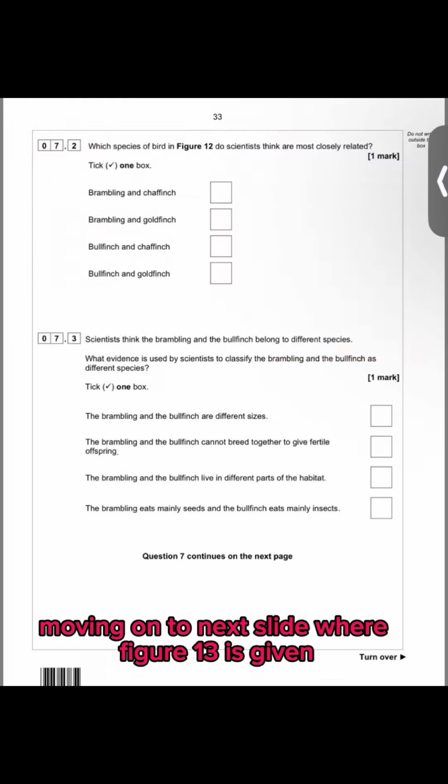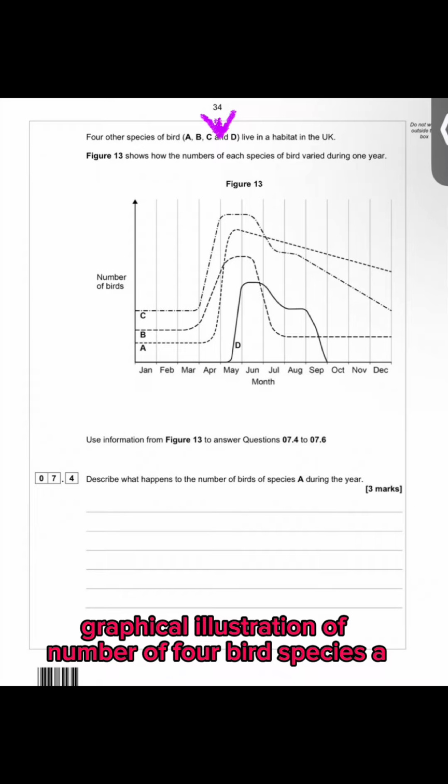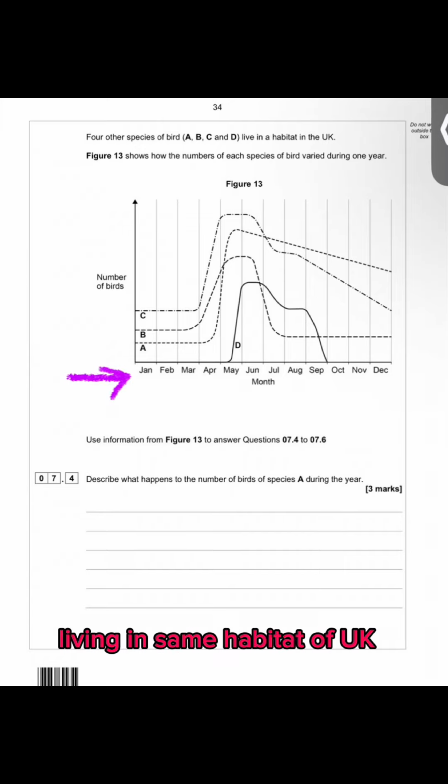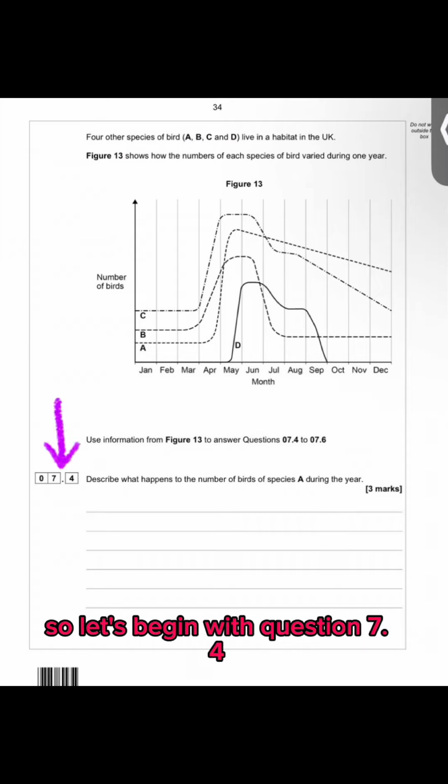Moving on to the next slide, where figure 13 is given, and if you read this graphical illustration of the number of 4 bird species A, B, C and D distributed throughout the year, from January to December, living in the same habitat of the UK. Now, keeping the information in view of the trends on the graph, the examiner tests your data analysis, evaluation and interpretation skills. So let's begin with question 7.4.